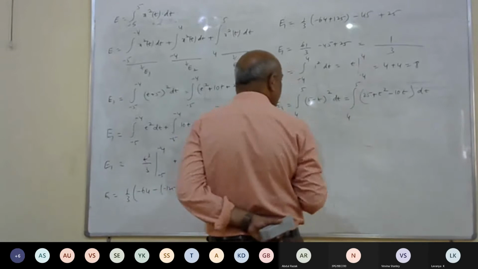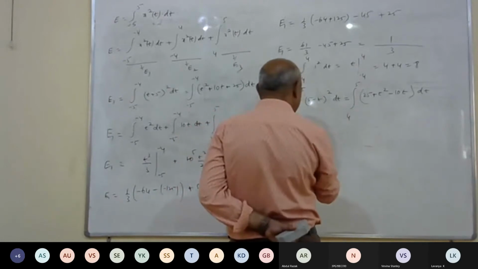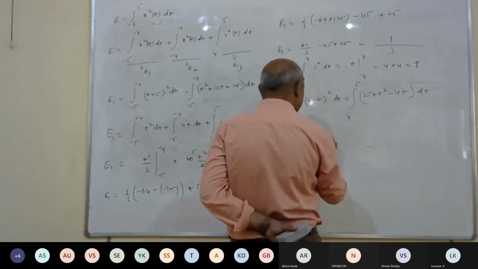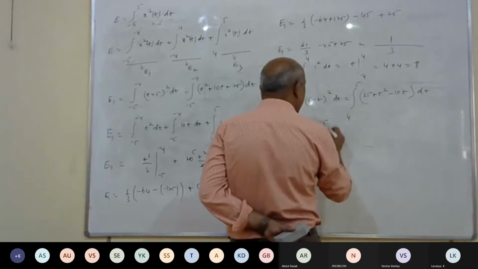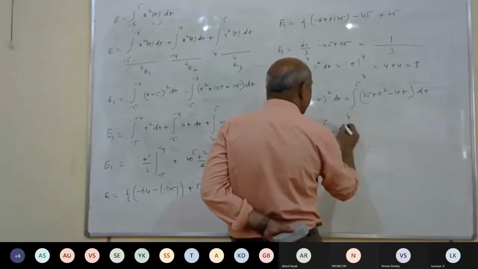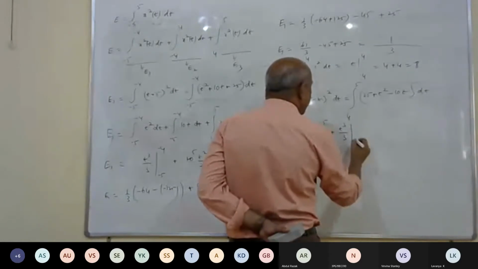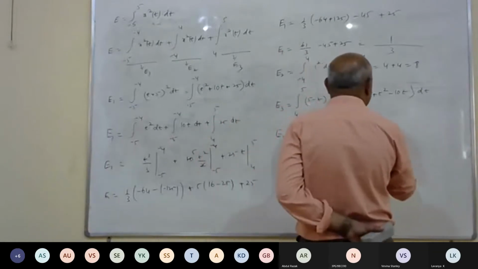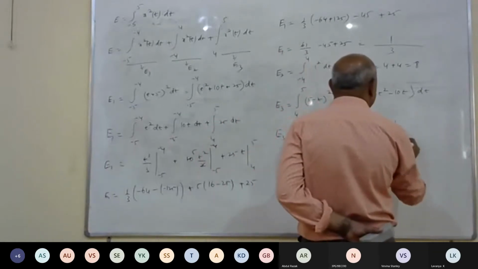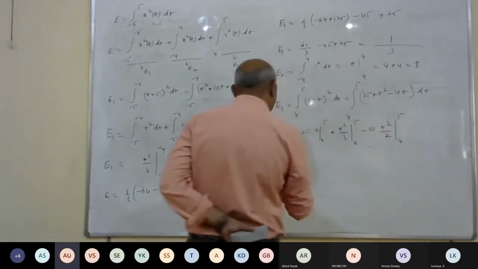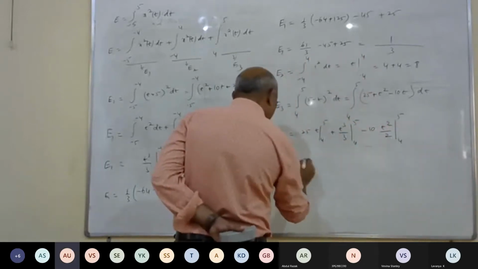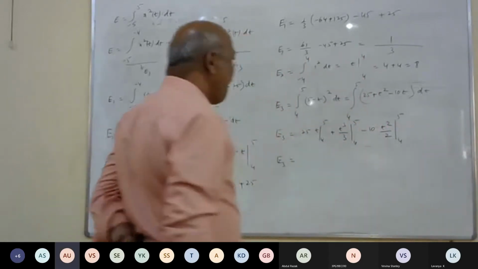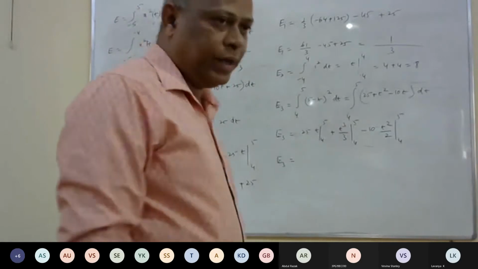E3 is equal to 25 is constant, t from 4 to 5, plus t cube by 3 from 4 to 5, minus 10 t square by 2 from 4 to 5.